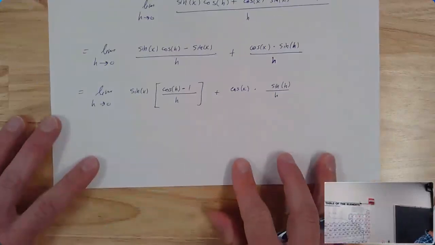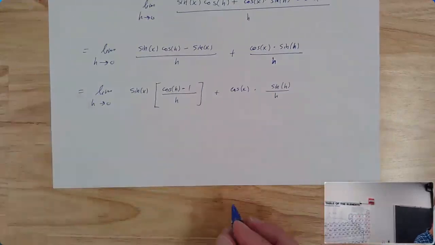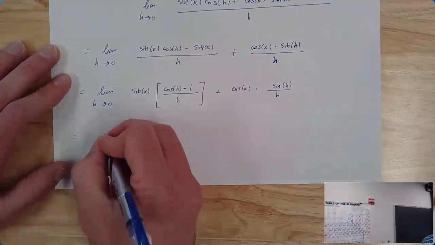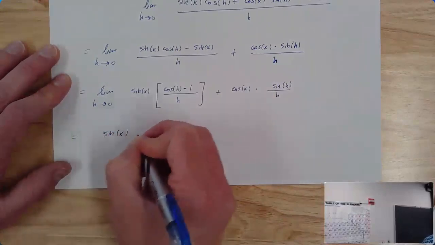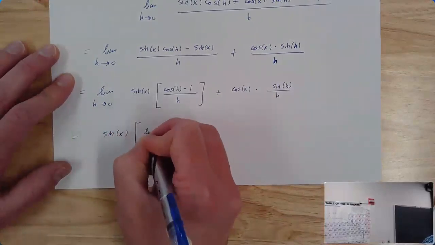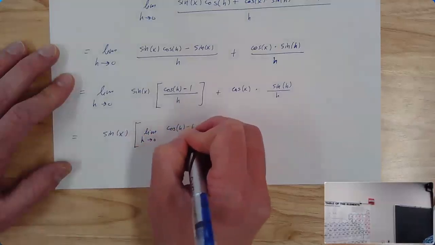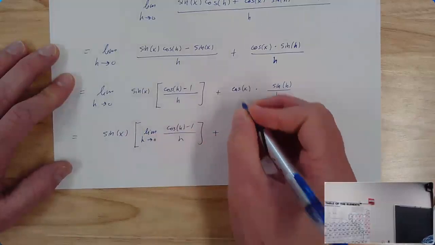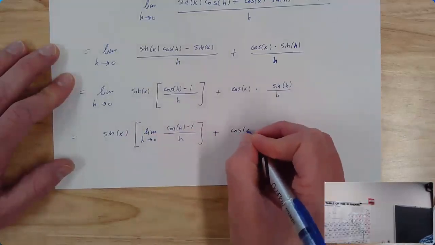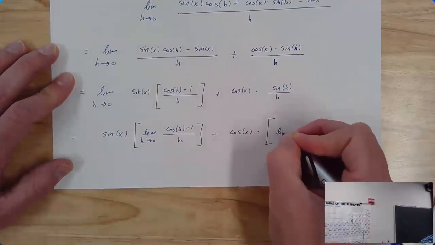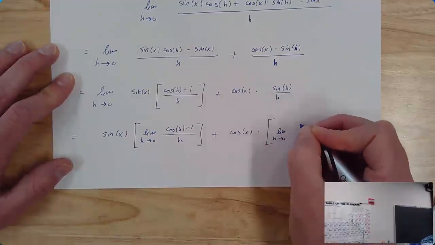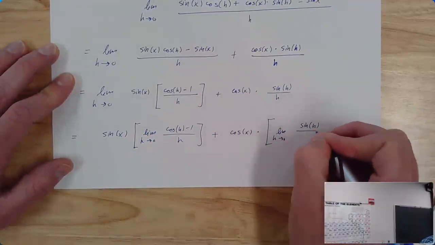And just to be extra explicit about it, I'm actually going to write the limit rules. I'm going to write this is equal to sine of x, which doesn't care what h is doing, times the limit as h goes to 0 of cosine of h minus 1 over h, plus cosine of x, which doesn't care what h is doing, times the limit as h goes to 0 of sine of h over h.